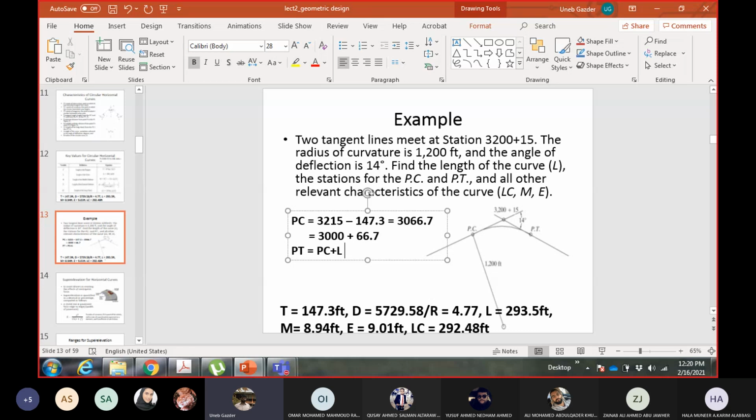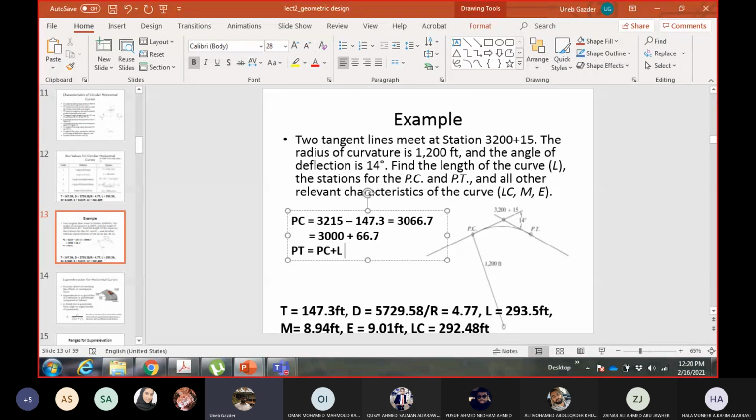If PI plus T gives you the same answer as PC plus L, then L should be 2 times the tangent length, which is not the case. You can do 2 into tangent length, you will not get L. So L is shorter, and we will always do PC plus L. PI plus T is not applicable. It is not done in the field, because the second tangent is not laid out.